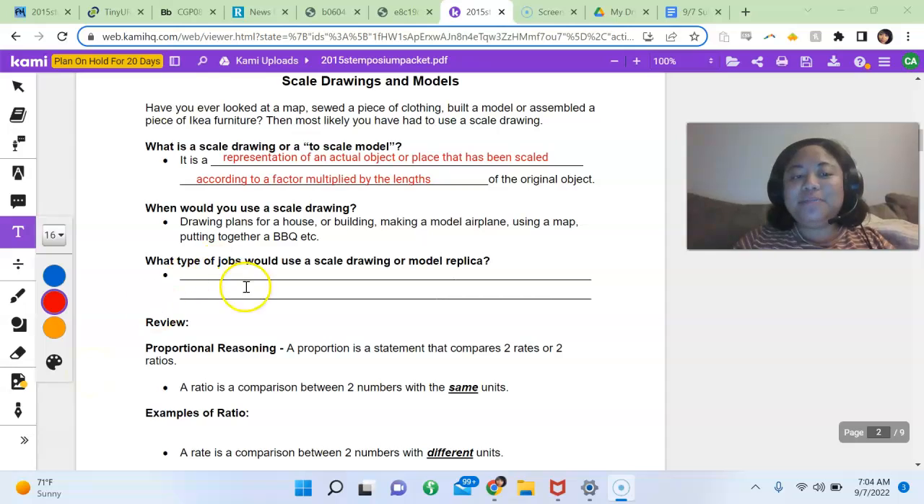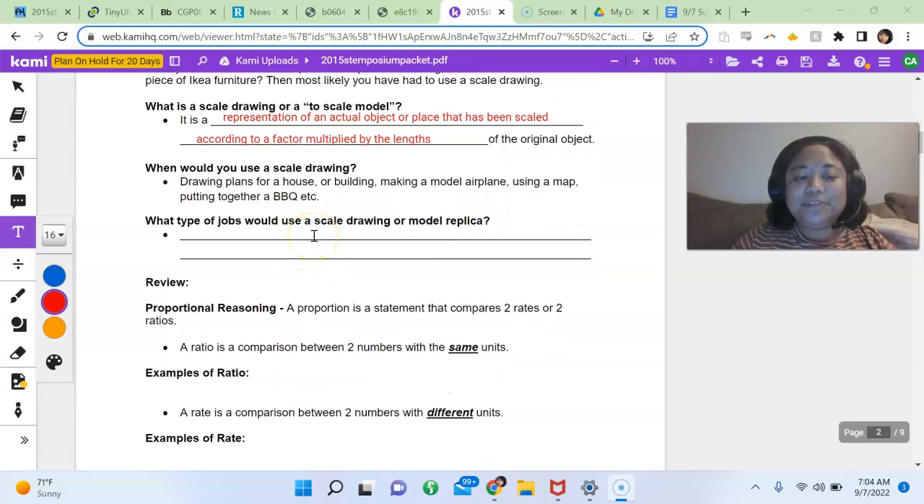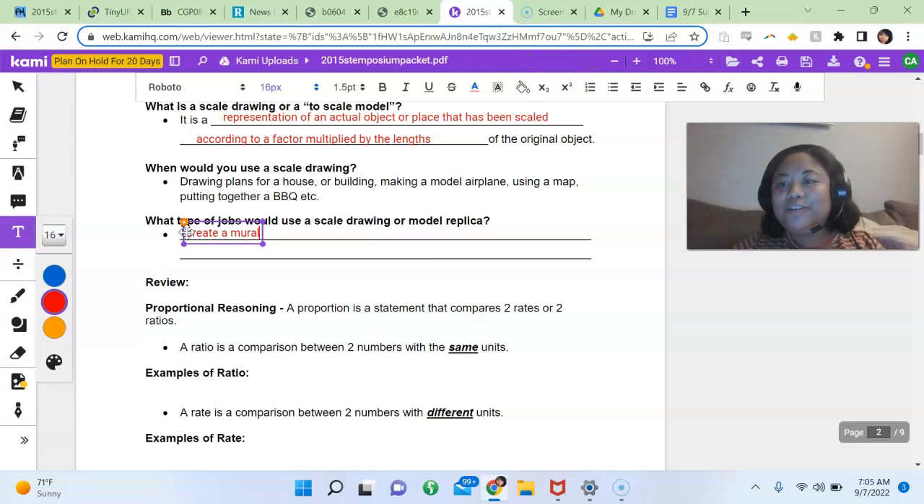Alright, so hopefully you were able to think of some jobs that would use a scale drawing or a model replica, and we're able to write down some examples. One example that I can think of is to create a mural. Remember, you have murals all over Vinedale, right? The artist could sketch that out on paper first in a scale model, and then paint the mural on the wall of Vinedale itself. So that's one example I could think of.